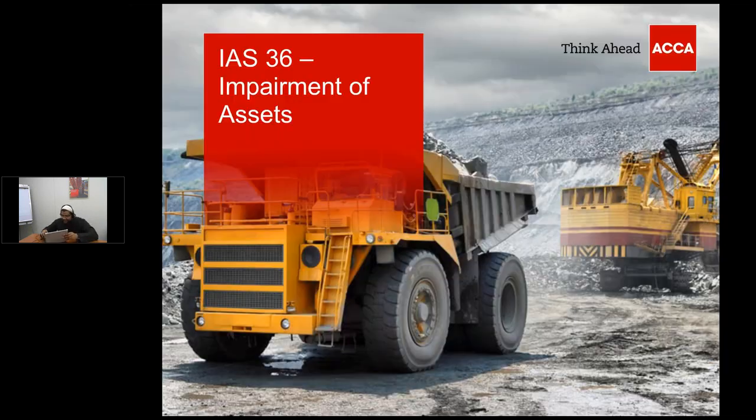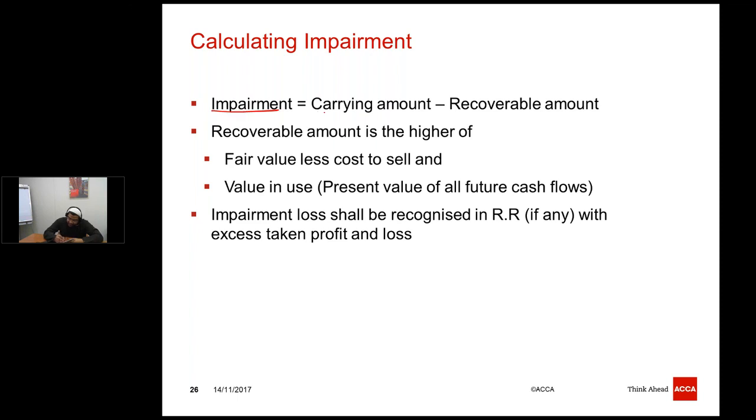Now let's discuss IAS 36, impairment of assets. The first thing in calculating impairment is the difference between the carrying amount and the recoverable amount. Impairment is equal to carrying amount minus the recoverable amount.